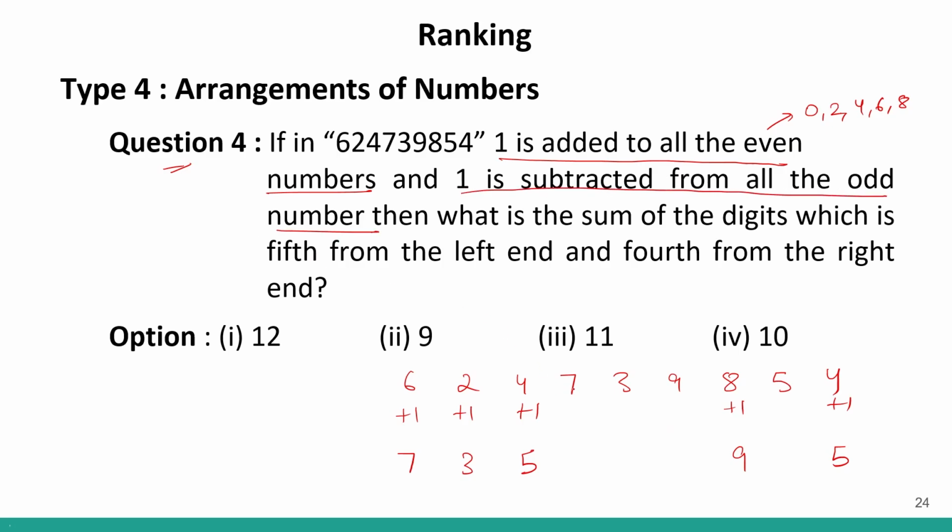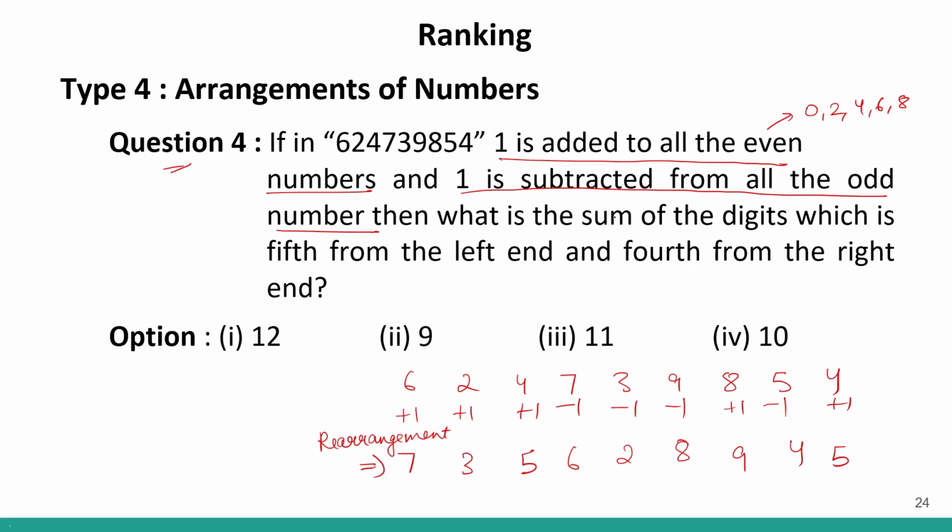So odd numbers are 7, 3, 9 and 5. 1 is subtracted over here. So if I subtract 1 from 7, I'll get 6. Similarly, I'll get 2, I'll get 8 and I'll get 4. So this will be my number after rearrangement. Correct? This will be my number after rearrangement.